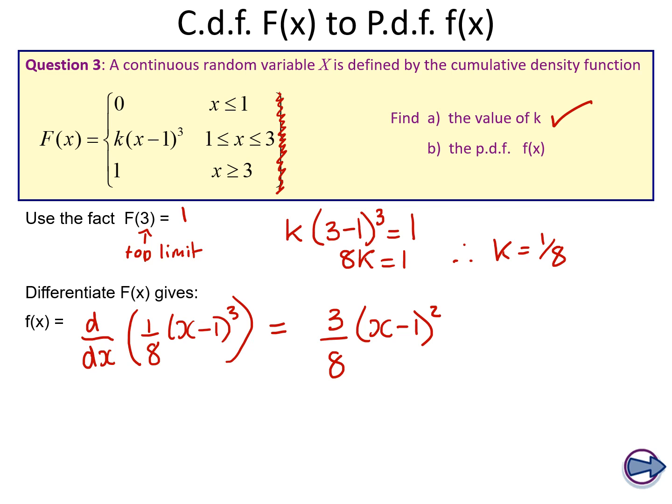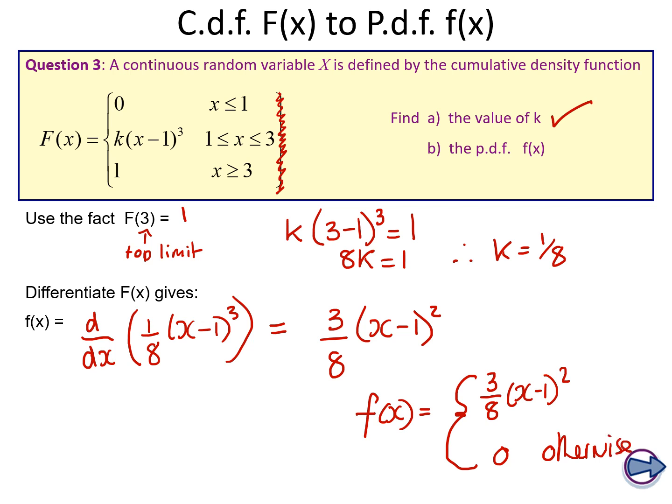So that's it. How we'd write that out in the end then, we have to do our little f of x equals, whirly bracket, 3/8 (x minus 1) squared, 0 otherwise. And this is between 1 and 3. Only 2 blocks on that one.